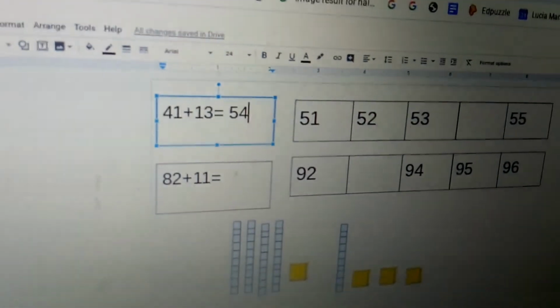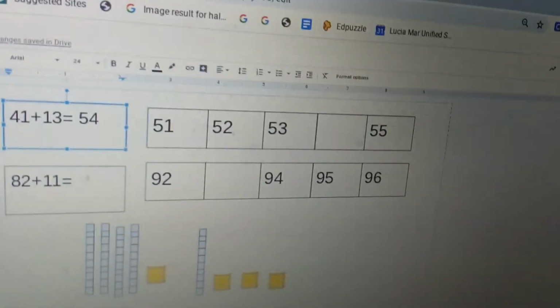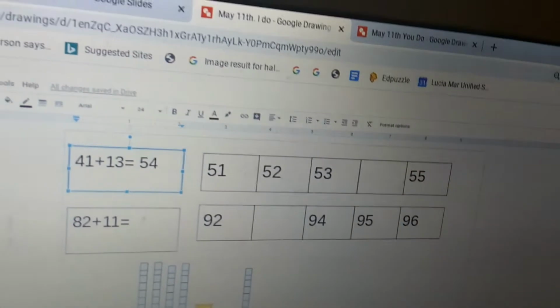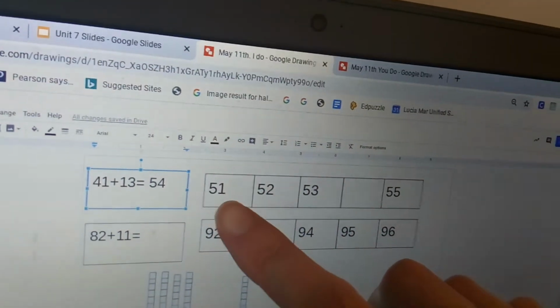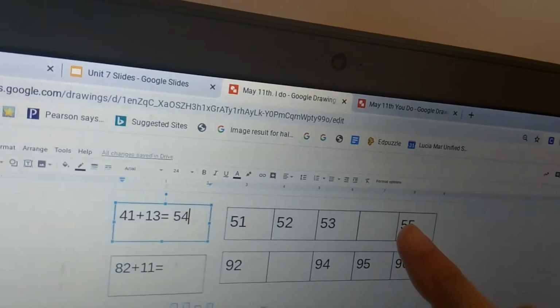It's now time for step 3. And with step 3, I need to fill in the missing number on our number strip. And you can see it's going up. 51, 52, 53, blank, 55.